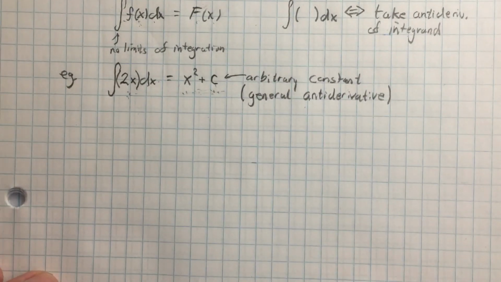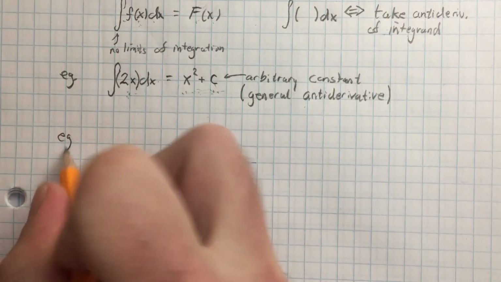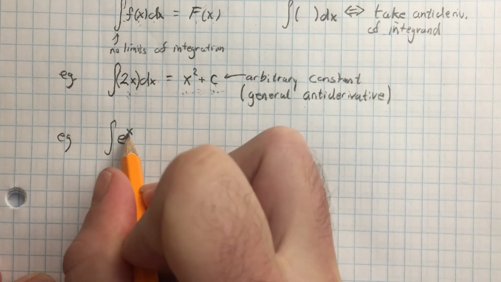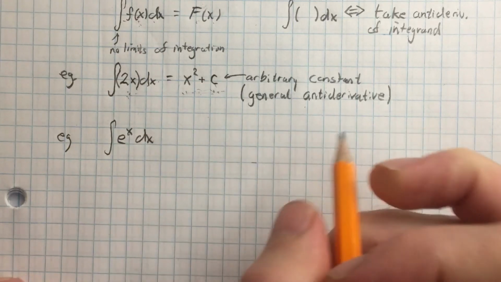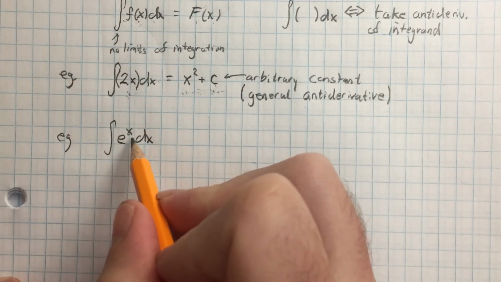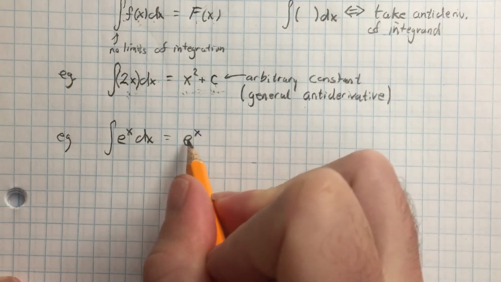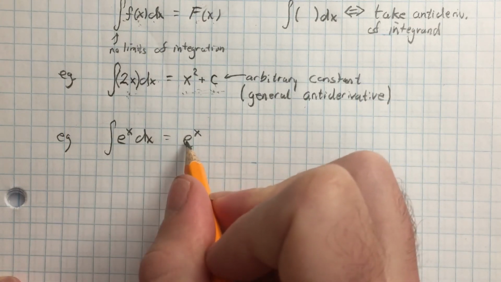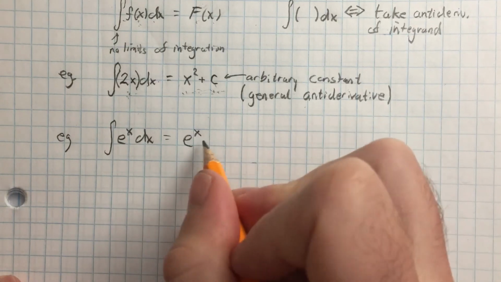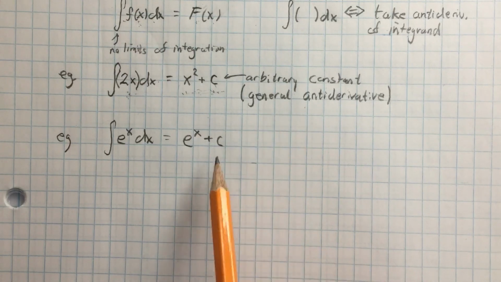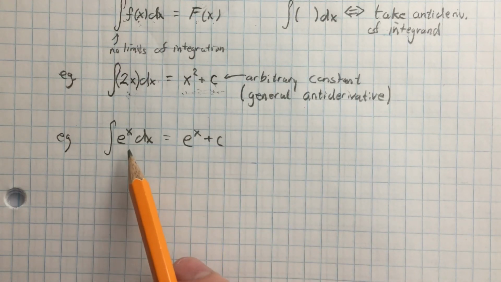Another example. Integral of e to the x dx. Okay? So I want to find the antiderivative of e to the x, but we know that the derivative of e to the x is e to the x, so therefore it must also be its antiderivative. Okay? And I'll just put plus c to complete having the general antiderivative here of the e to the x function.